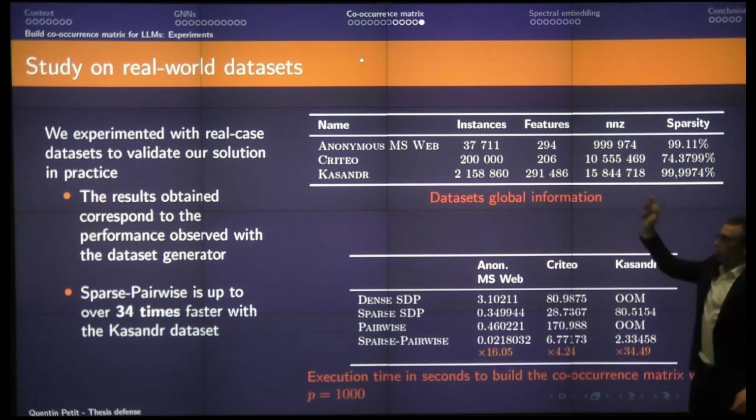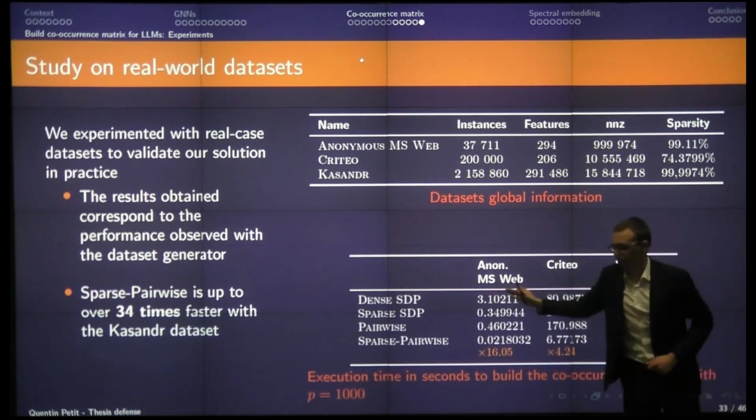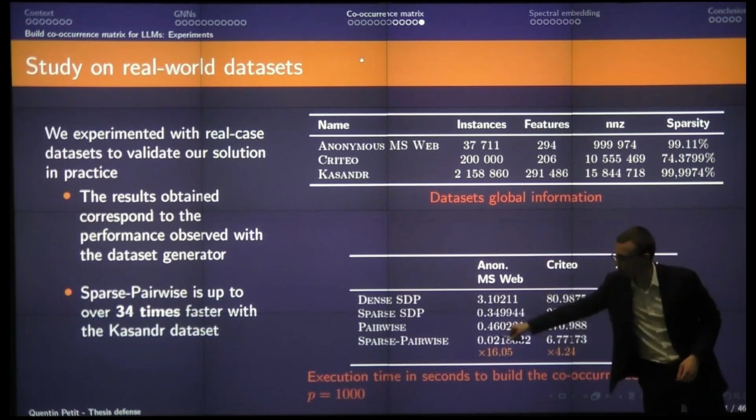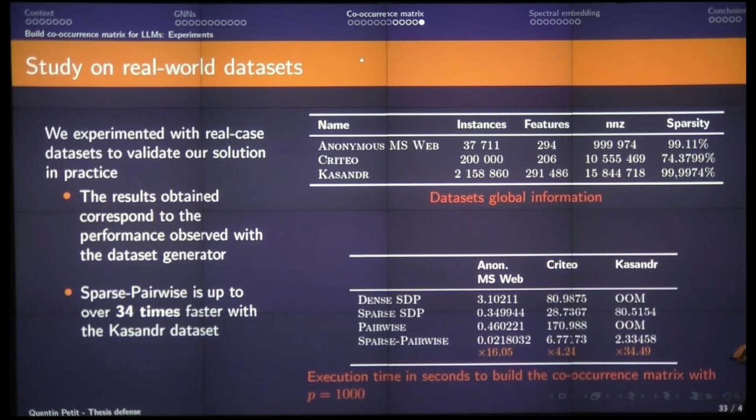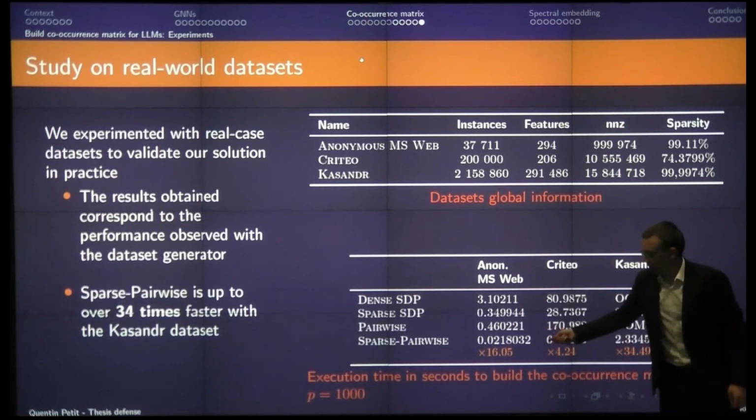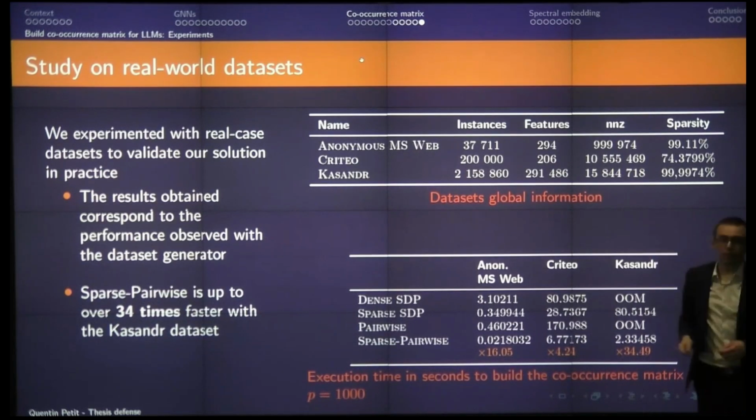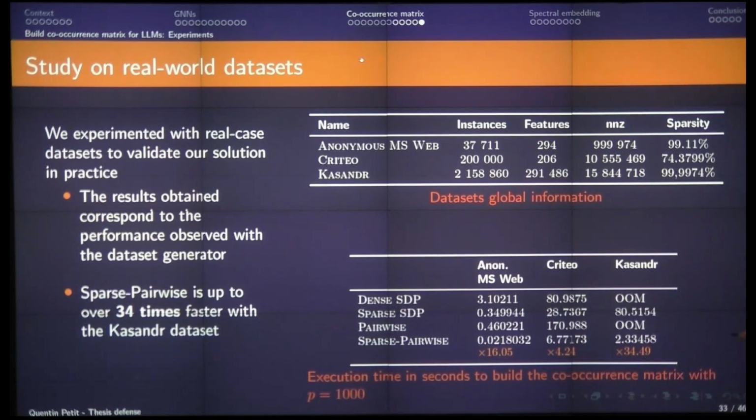And for each of these data sets, we compare the execution time needed to build the co-occurrence matrix with the different approaches. So we see that sparse pairwise is the most interesting to compute the co-occurrence matrix with each data set. And the factor is directly correlated with the sparsity of the data set. The more sparse the data set is, the more interesting it is to use the sparse pairwise approach. And moreover, because we take advantage of the sparsity of the data, we are able to compute very large data sets, where we get an out-of-memory error with a matrix that doesn't take advantage of the sparsity.